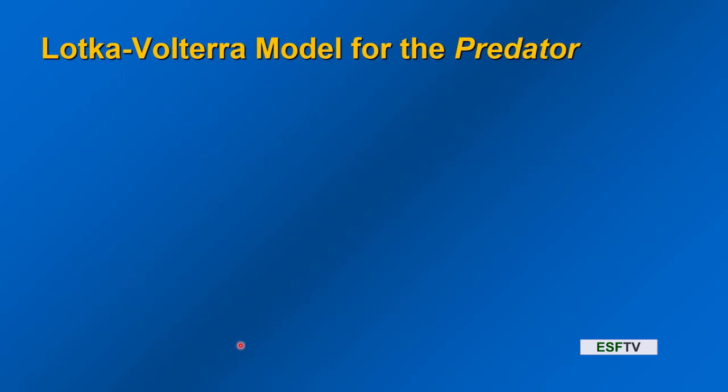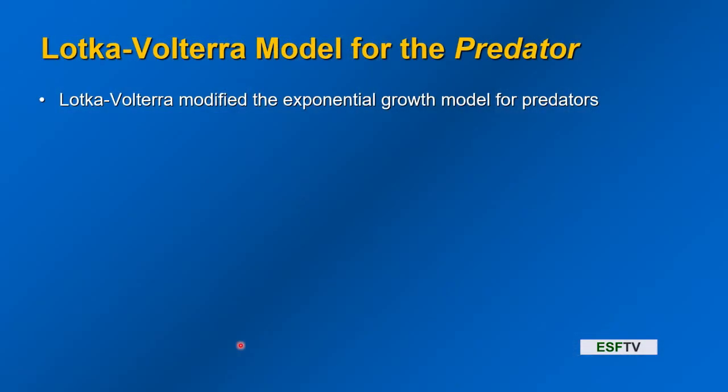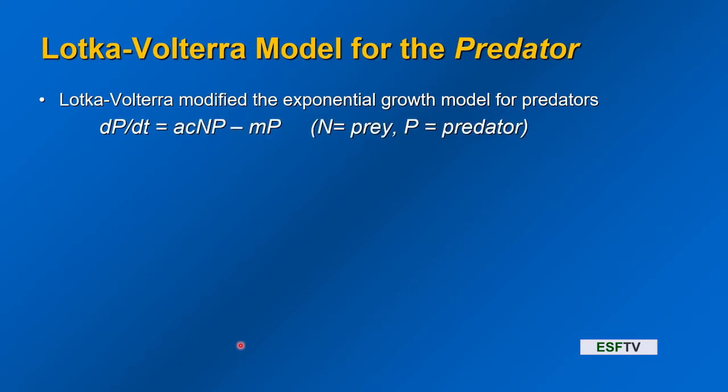Okay, so we could do the same thing, only it's modified now for the predator instead of the prey. And it's a slightly different equation. Still modifying the exponential growth model. And now we have the change in the predator population. Instead of N, we're switching in P for predator, dP/dt equals, okay, this is getting crazy, aCNP minus mP. N is prey population, P is the predator population, but what's this stuff?